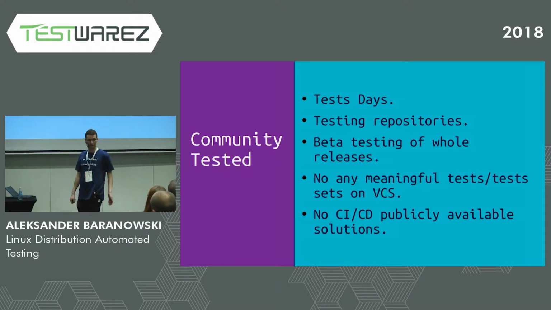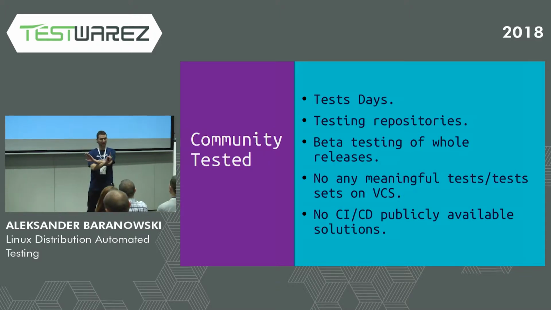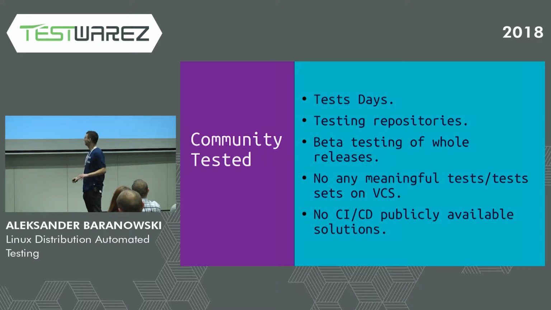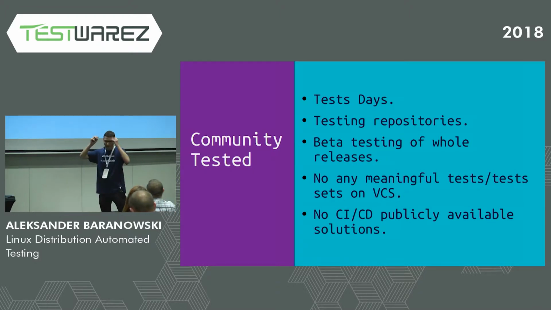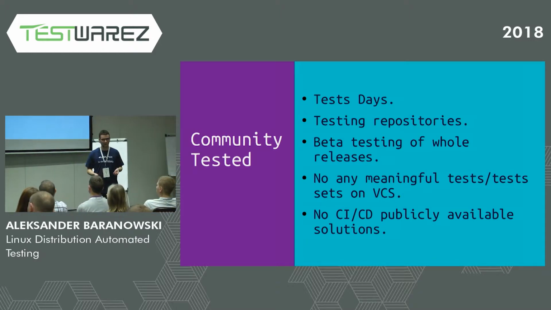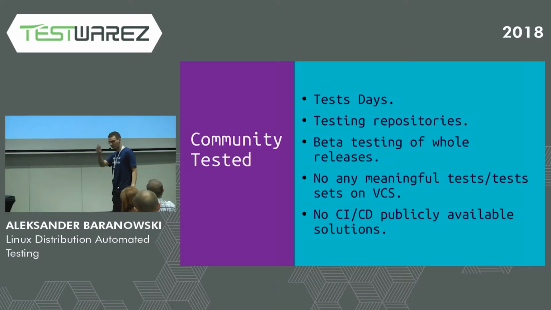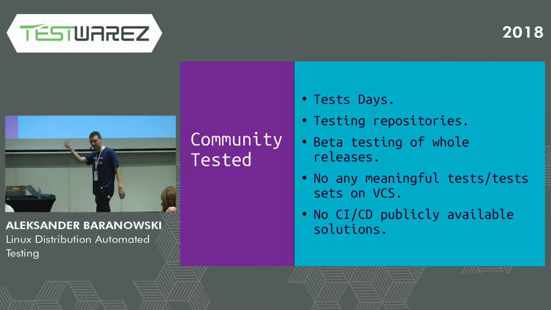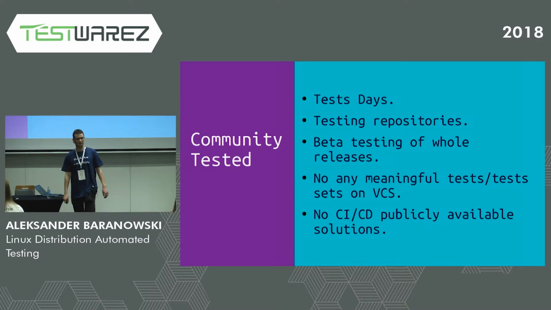There are testing repositories, I already said. There are beta tests of the whole release. I'm not against it. I'm not against it. But this proves that it's still community tested. And these two things are the real proof. The first one, there are no meaningful test sets in version control systems. Go to your favorite distribution, look at their version control system, their Git, and find some useful automatic tests. Few of them have it. Most, forget about it.